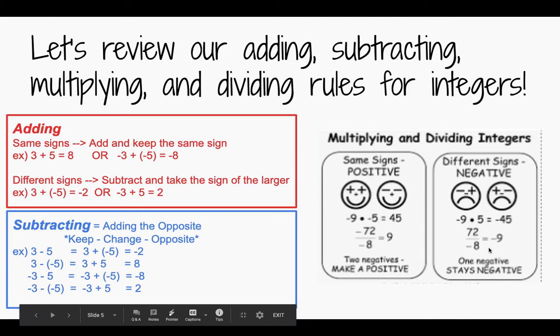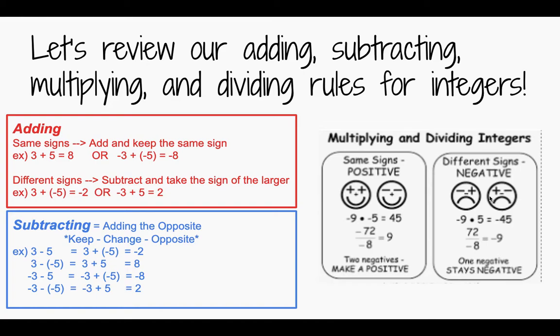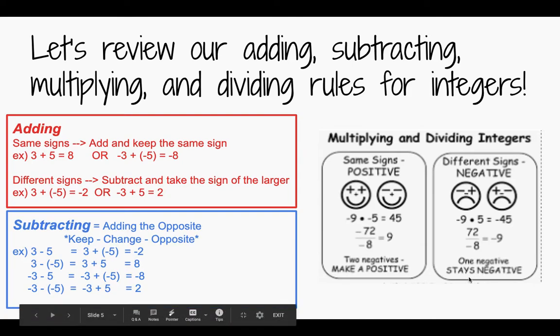When we have different signs when we're multiplying and dividing, our answer is always going to be negative. In this case, we have negative 9 times positive 5. We have opposite signs, so we're going to have a negative number. 9 times 5 is 45, so negative 45. Looking at a division problem, we have opposite signs. One's positive, one's negative, so our answer is going to be negative. 72 divided by 8 is 9, and since they're opposite signs, it's going to be negative. So if we have one negative, it stays negative.